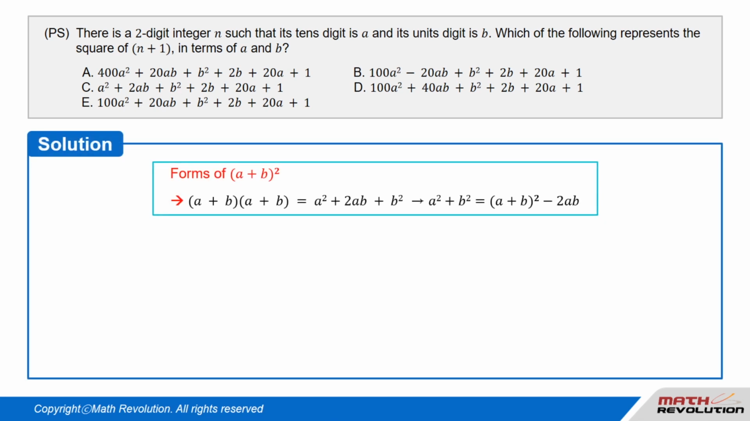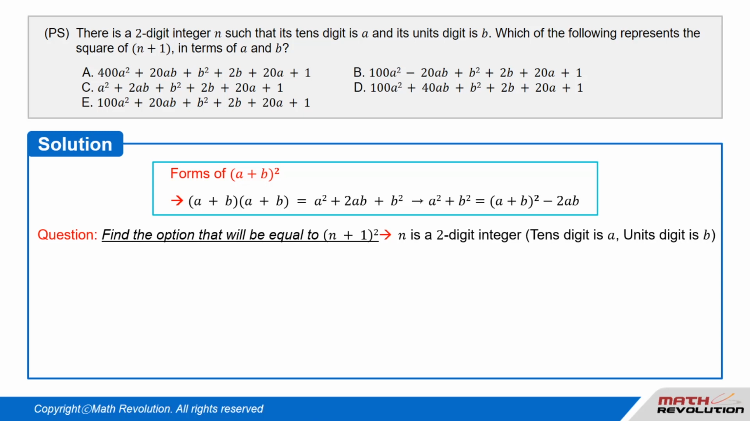Solution. Forms of (a + b)². (a + b)² = (a + b)(a + b) = a² + 2ab + b², and a² + b² = (a + b)² - 2ab.